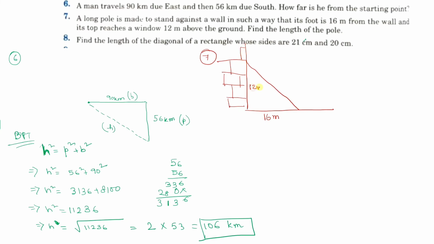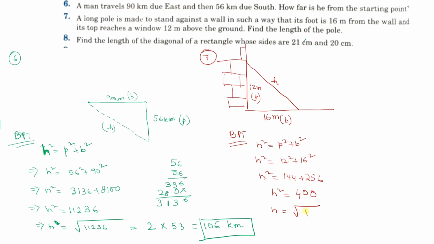You have to find the length of the pole, means simply you have to find the hypotenuse, and this one is the base and this one is the perpendicular. So by Pythagoras theorem you can write h square is equals to p square plus b square. So h square is equals to 12 square plus 16 square. Next find the value of h square. 256, h square is equals to 400. So h is equals to root over 400. You will get the value as 20 meter.